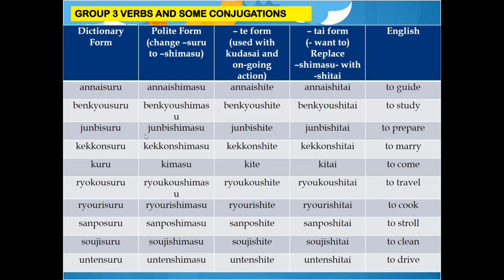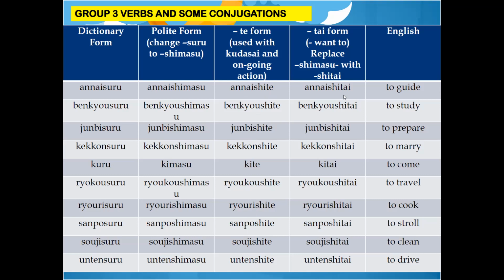benkyo shimasu, junbi suru or to prepare, junbi shimasu, to marry is kekkon shimasu, kuru to come, kimasu, and ryoko suru, that's to travel, ryoko shimasu, and to cook, ryori shimasu, and to stroll or to walk around, just like to walk around in a park, that's sanpo shimasu, and to clean or to make the place tidy, that's soji shimasu, and to drive, unten shimasu. And for the te form, you just replace the suru with shite: annai shite, benkyo shite, junbi shite, kekkon shite, kite, ryoko shite, ryori shite, sanpo shite, soji shite, unten shite.